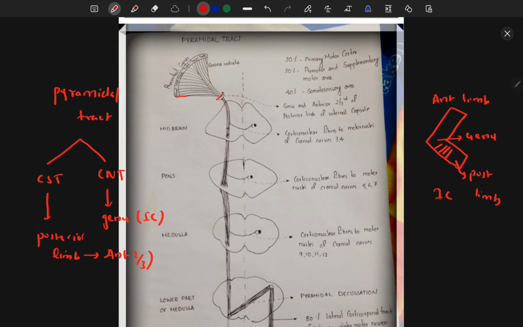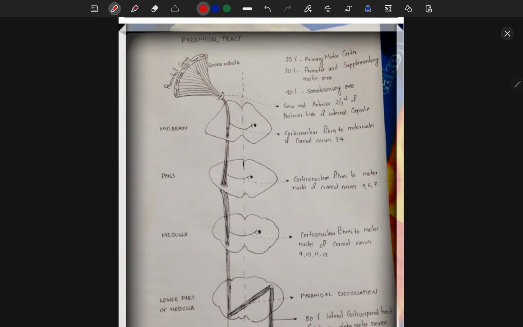In the brainstem, the midbrain, pons, and medulla together are called the brainstem. In the brainstem, they will cross to the opposite side and will supply the cranial nerve nuclei, either directly or through an interneuron. So this one is an interneuron. So either directly or through the interneuron.